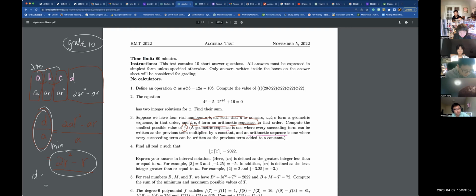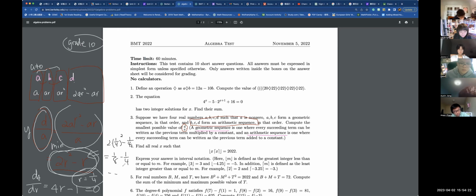The derivative of r, if I think this one is y, so dy/dr equals 4r minus 1. In order to make this equal 0, r equals 1 over 4. So when r equals 1 over 4, this whole thing has its minimum value, which is 2 times (1 over 4) squared minus 1 over 4, equals 1 over 8 minus 1 over 4, equals negative 1 over 8. So that is f of x.